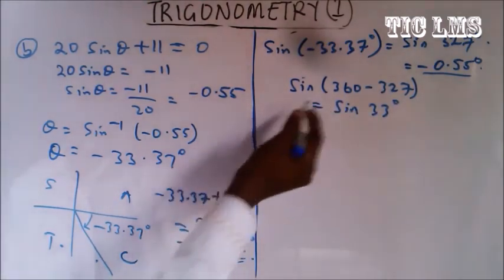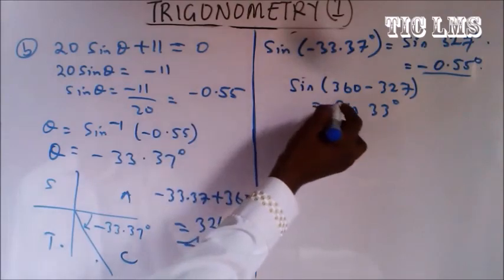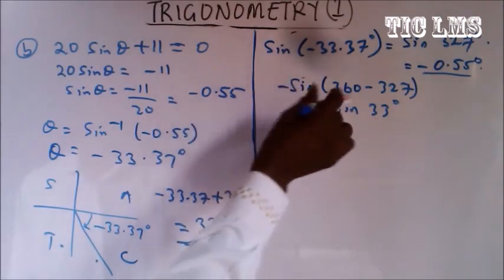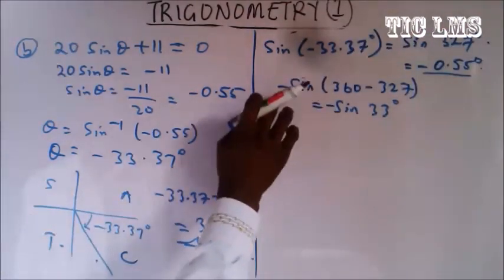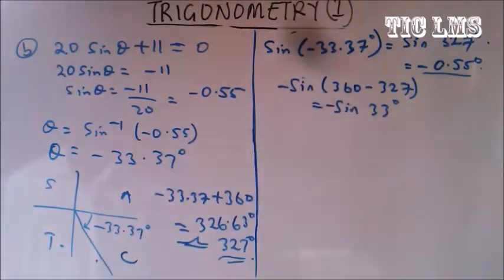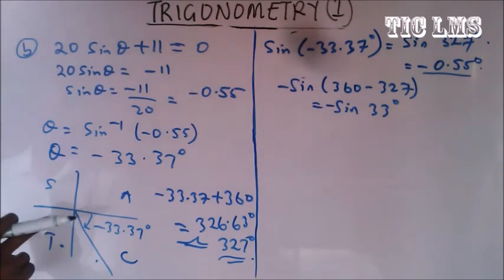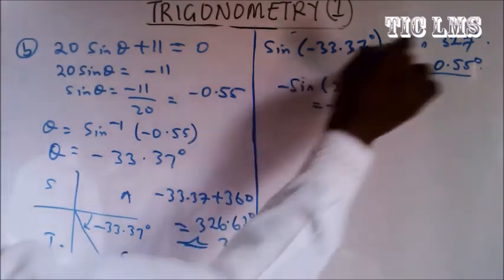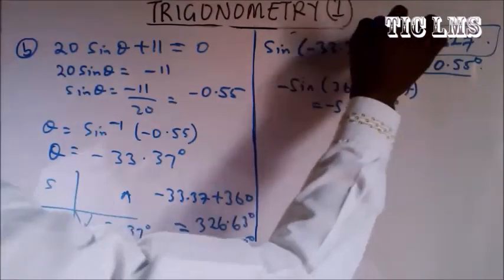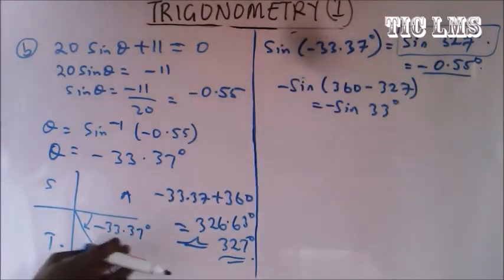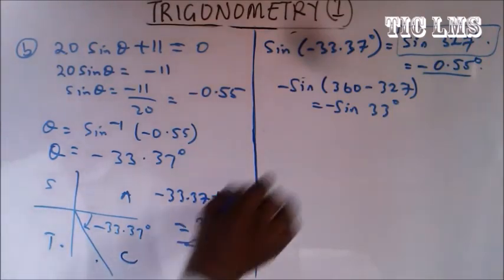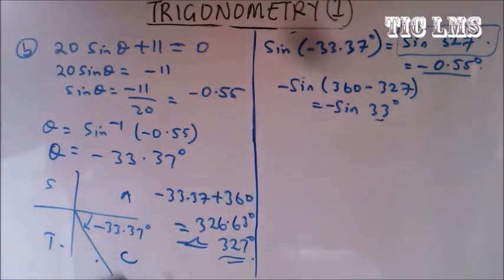All right, and over here it is negative, don't forget. So sine 327 degrees equals minus sine 33 degrees. But we are not through, because we also need to find the third quadrant, where sine is negative. We found the equivalent positive angle in the fourth quadrant, but in the third quadrant we will take this 33 degrees as theta.